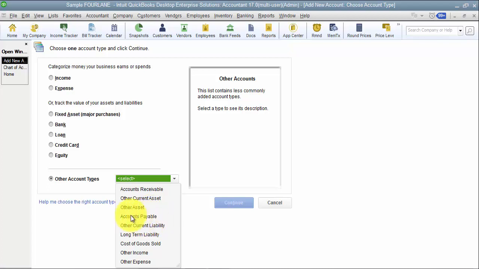Then next we have the accounts payable account type. This is a current liability on the balance sheet. Much like its counterpart, accounts receivable, accounts payable requires a vendor name to be tied to the transaction posting here. So most of my customers have one accounts payable account.